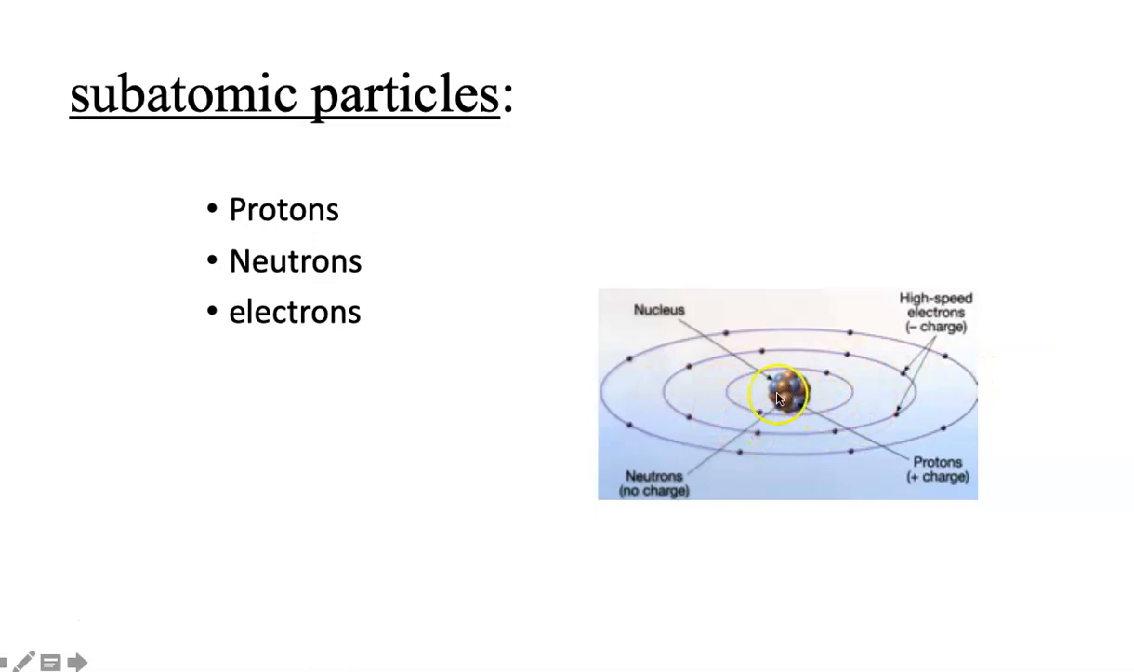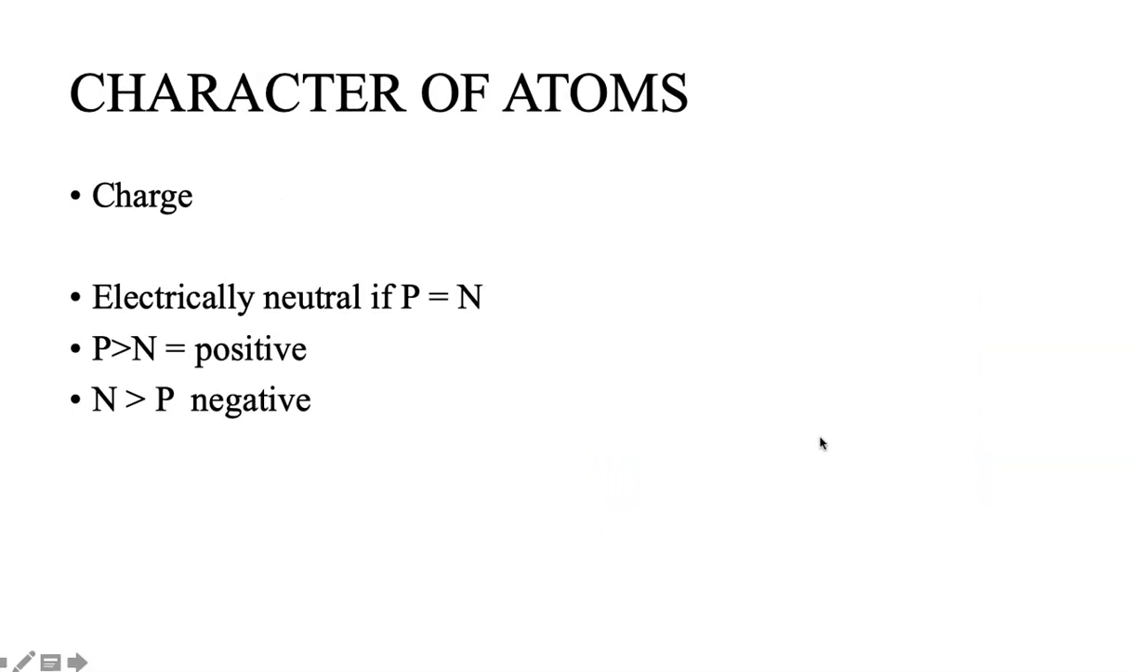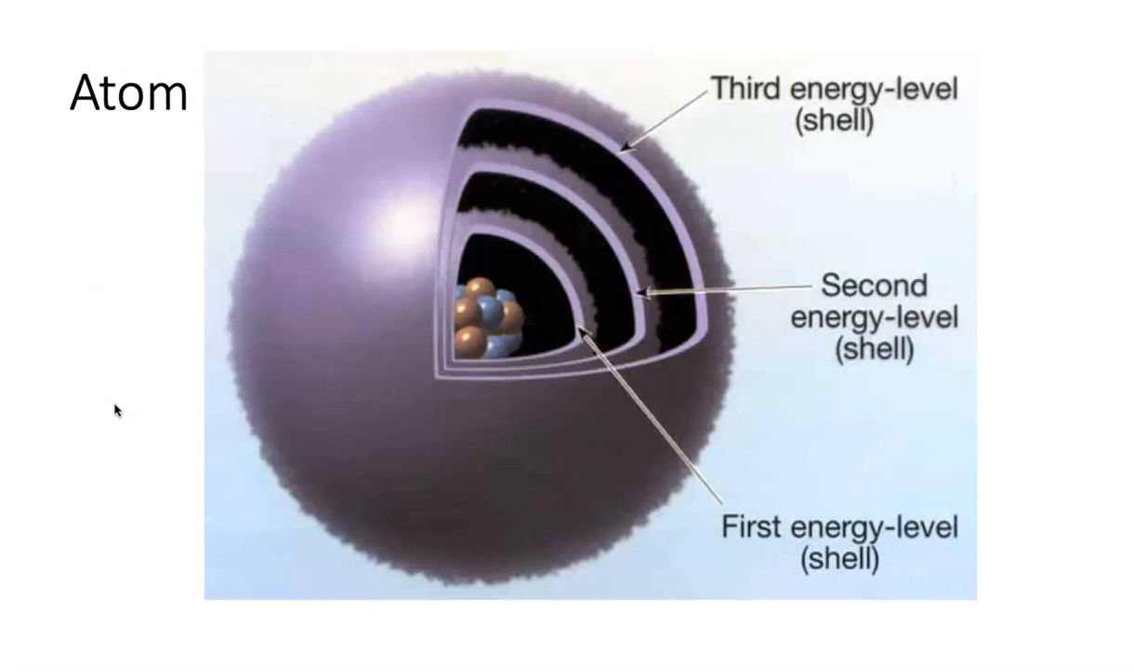Now you might remember that an atom was made out of protons, neutrons, and electrons. If protons and neutrons are equal, it has no charge. If there are more protons than neutrons, it is positively charged. And if there are less protons than neutrons, it is negatively charged. Negatively charged atoms are attracted to positively charged atoms. Don't worry about the energy shells of an atom. You might be remembering them from your chemistry class in your past, but we will not spend time on electrons.